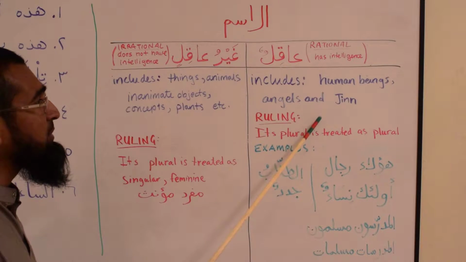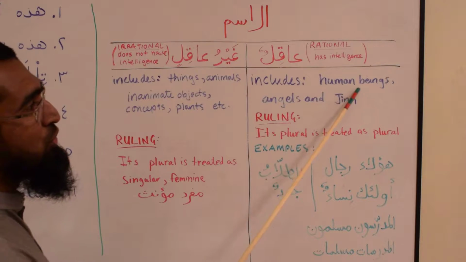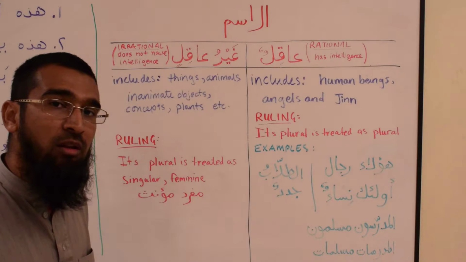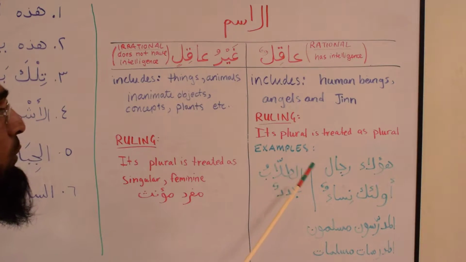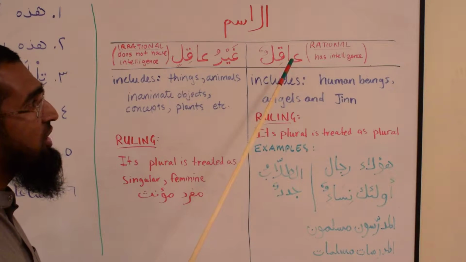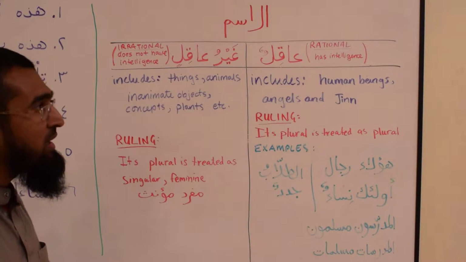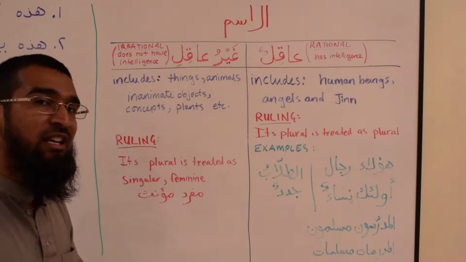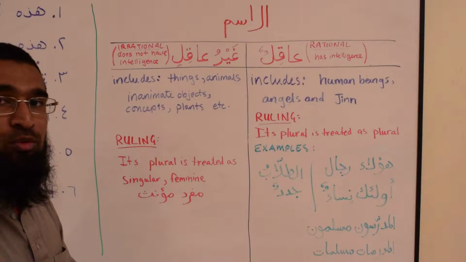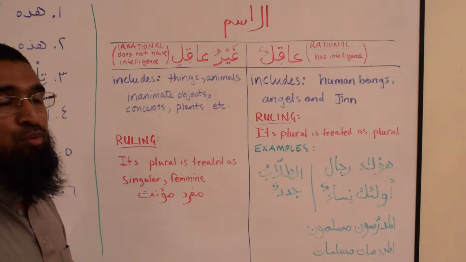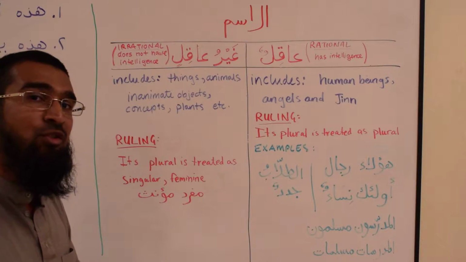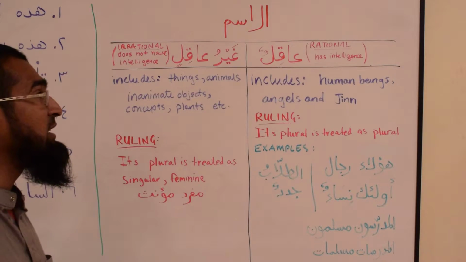The ruling is that if something is 'aqil, which includes human beings, angels, and jinn, its plural is treated as though it is plural. Meaning, whenever we want to describe this word, the word that we're using, jam' 'aqil, a rational plural, we will treat it as though it's plural. If we have a na't describing it, we'll treat it as plural. If you want to use a pronoun instead of that ism, we treat it as plural, and so on. We'll see more examples of this later on.